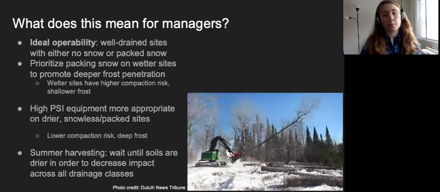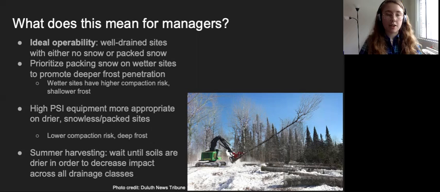And finally, what does this mean for forest managers? These results tell us that well-drained sites with either no snow or packed snow would be the most ideal operability. So we should prioritize packing snow on wetter sites where there's a higher compaction risk due to shallower frost in order to promote deeper frost penetration.